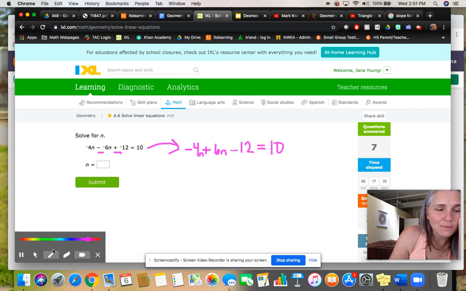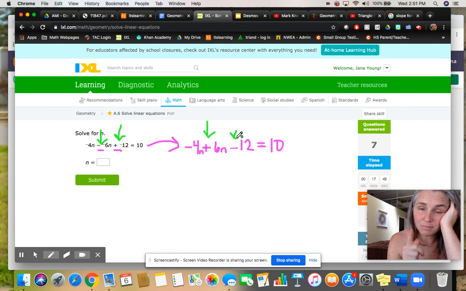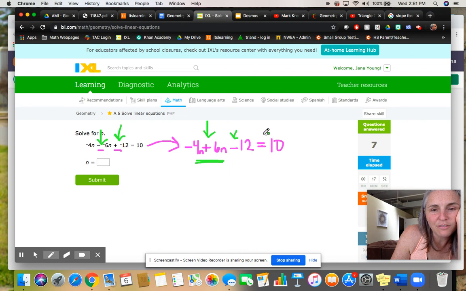Do you see what just happened there? What just happened is minus a negative became plus. Plus a negative became minus. So watch that. Be careful. Now let's combine. -4n and 6n becomes 2n, because you got 6 and you take away 4. So 2n minus 12 is equal to 10.